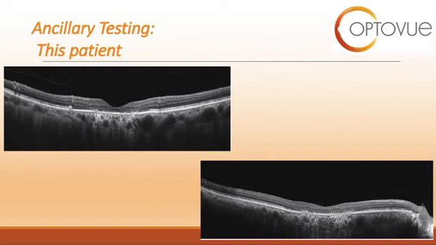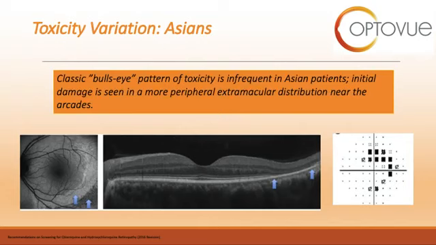When it's extrafoveal and it's kind of off to the side, they may notice that there's some graying in the side of their central vision. But once it affects the fovea, that's really when you're going to start seeing the symptomatology.